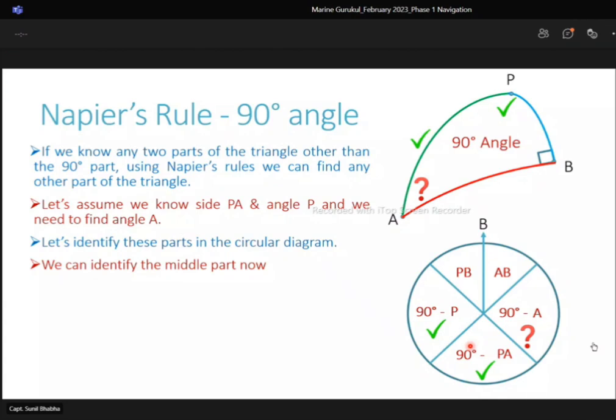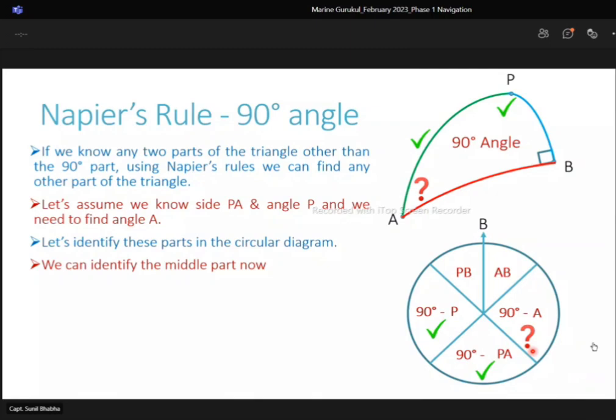Now, how do we pick up the middle part? The middle part is to be picked up in such a way that both the remaining parts, you see there are total three parts in the question now. Two parts are known to us and one part is to be calculated, is to be found out. Out of these three parts, middle part is to be picked up or selected in such a way that the remaining two parts should either be adjacent parts, both of them, or the remaining two parts should both be opposite parts. So the middle part is to be selected in such a way the remaining parts should be both either adjacent parts or both of them should be opposite part.